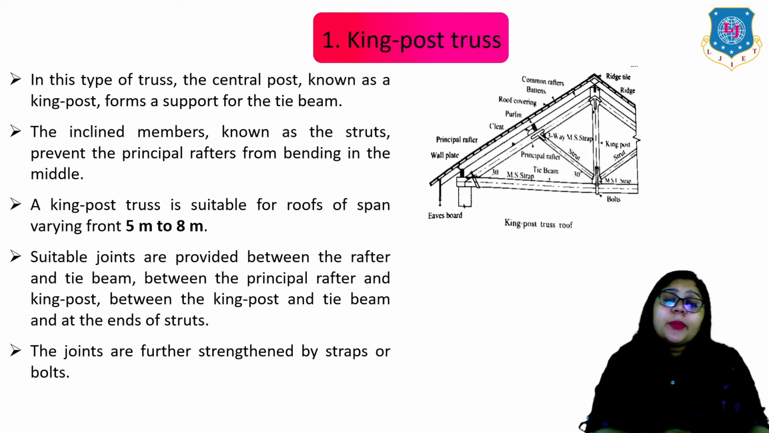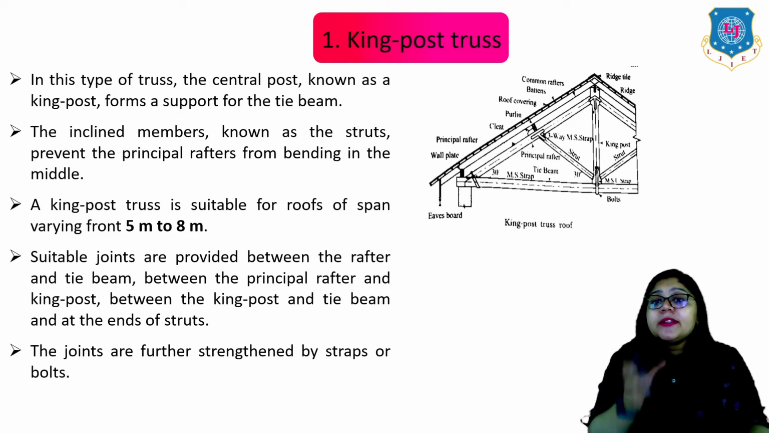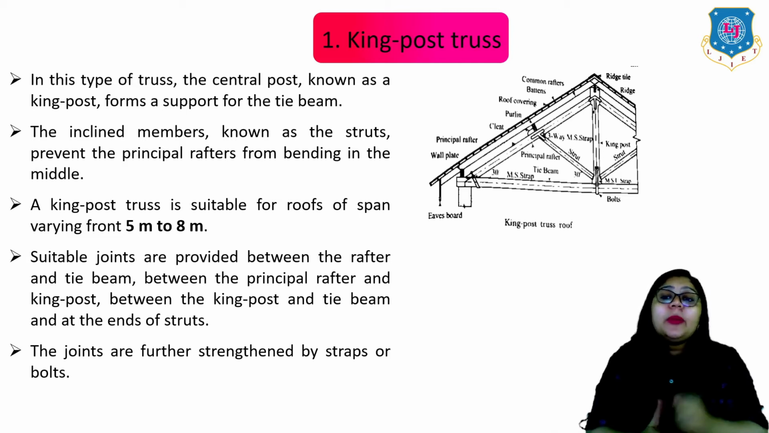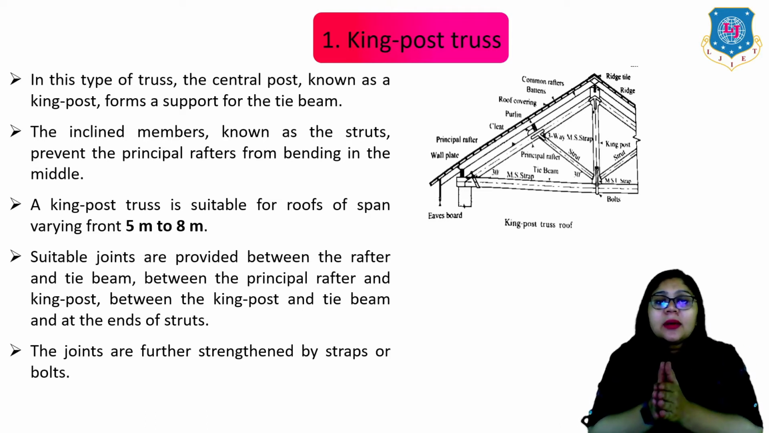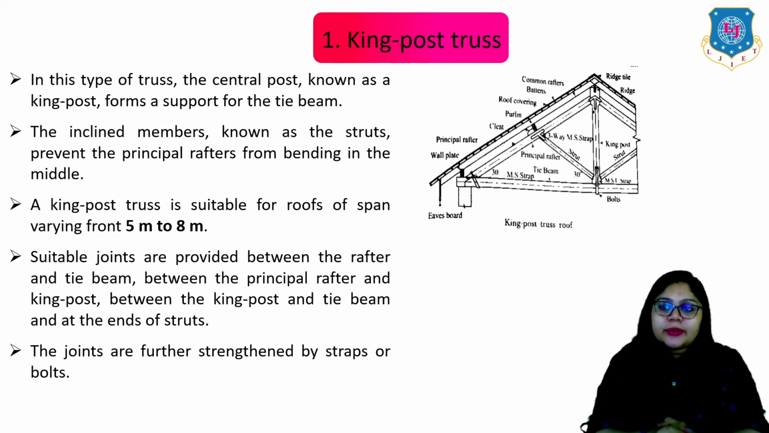The first is the king post truss. In this type of truss, the central post, known as the king post, forms the support for the tie. The inclined members, known as the struts, prevent the principal rafters from bending in the middle. The king post truss is suitable for a span varying from 5 meter to 8 meter. That is the identification where we have to go for the king post truss, right? That is the span duration. It means up to a span limit of 5 to 8 meter we can use this king post truss.